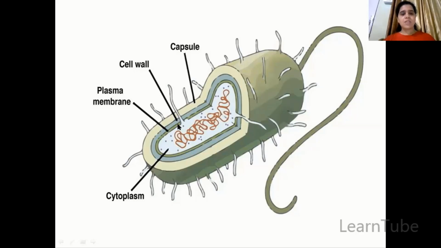Then after the cell wall, there is a plasma membrane which bounds the cytoplasm. Plasma membrane and cytoplasmic membrane are almost one and the same. And here you can see this is the cytoplasm and this is the genetic material. These small projections are known as pili. We'll be studying in detail what their function is. And this long one is the flagella. Again, pili and flagella are optional. It is not compulsory that all bacteria contain pili and flagella. It may not contain them, depending upon the type of bacteria.